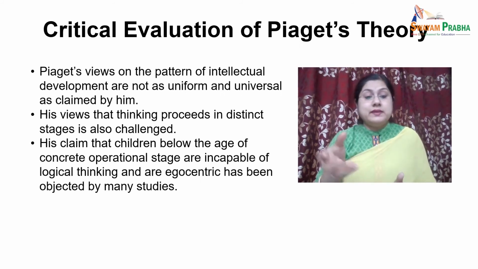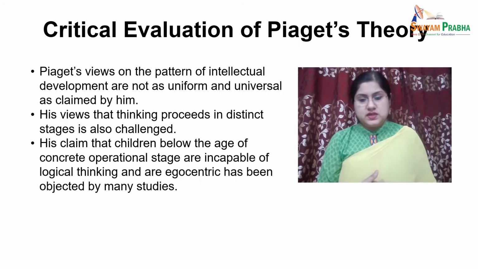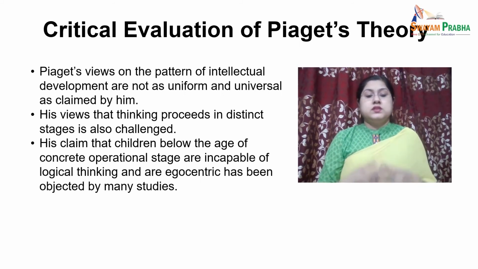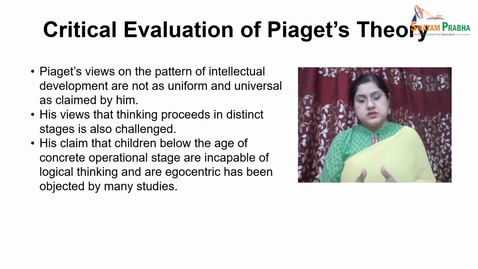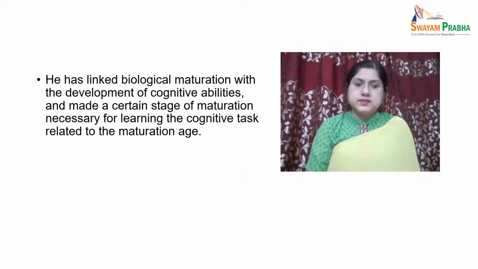Then Piaget's claim that children below the age of concrete operations are incapable of logical thinking and are egocentric has been contested by a number of research studies. It has been established that children are able to think logically, and they show sensitivity and concern for the feelings and viewpoints of others, like other children or parents, even at early stages. Sometimes we can see these concerns in very small children also. So this is also something which is criticized in Piaget's theory.